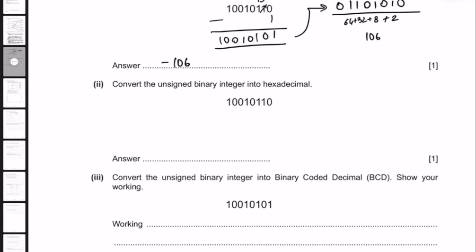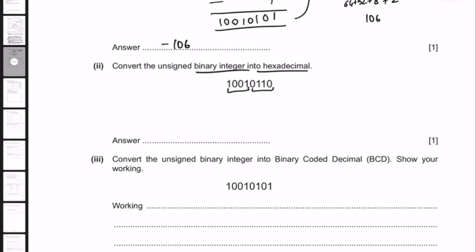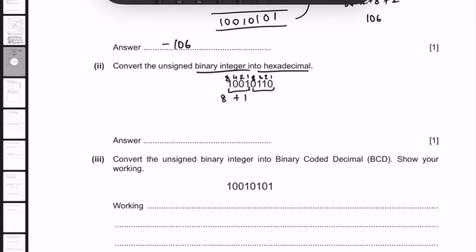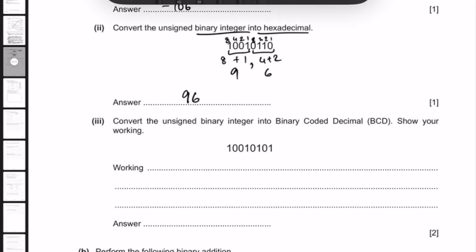Now you have to convert the binary integer into hexadecimal. First up, we split into 4s. Now this is 1, 2, 4, and 8. This is 1, 2, 4, and 8. So we have 8 plus 1. My bad, not 8. 8 plus 1. And then here we got 4 plus 2. So 9 and 6. 96 is our answer.